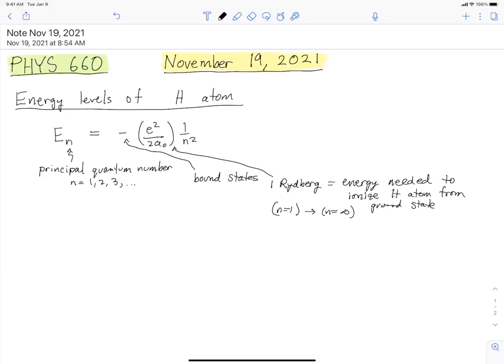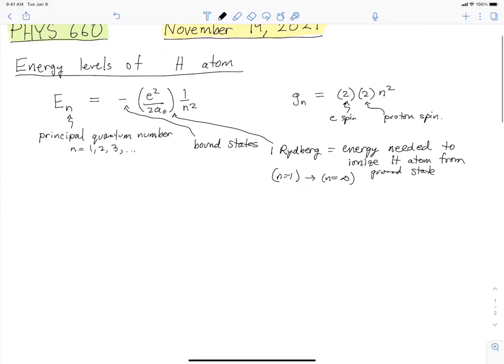And the degeneracy of this, which we usually use g for, is equal to 2 times 2 times n squared, where the first 2 is because of the electron spin, and the second 2 is because of the proton spin. And the n squared is due to different angular momenta.